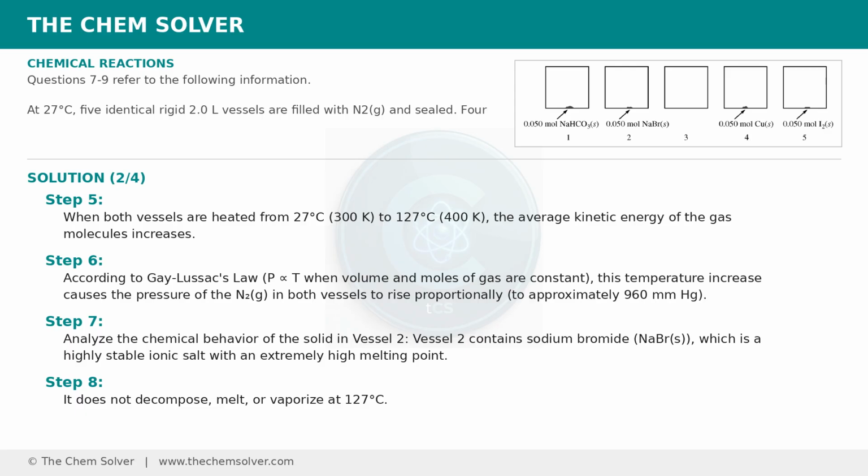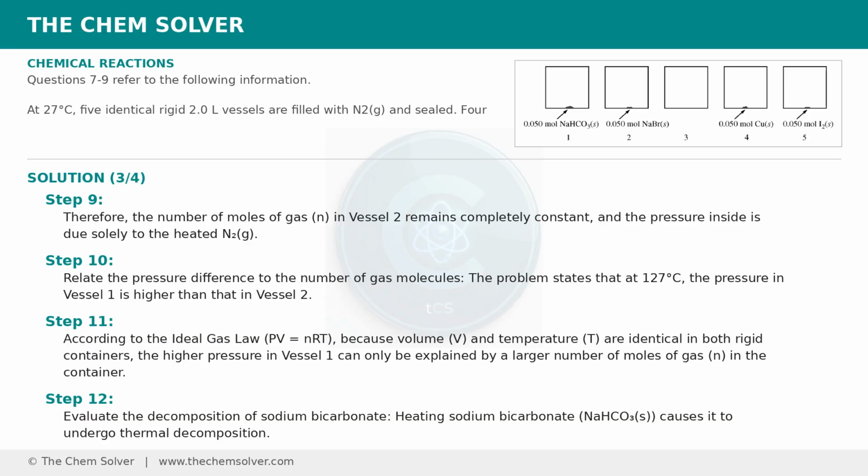This temperature increase causes the pressure of the N2 in both vessels to rise proportionally to approximately 960 millimeters Hg. Analyze the chemical behavior of the solid in vessel 2. Vessel 2 contains sodium bromide, NaBr, which is a highly stable ionic salt with an extremely high melting point. It does not decompose, melt, or vaporize at 127 degrees Celsius. Therefore, the number of moles of gas, N, in vessel 2 remains completely constant, and the pressure inside is due solely to the heated N2.